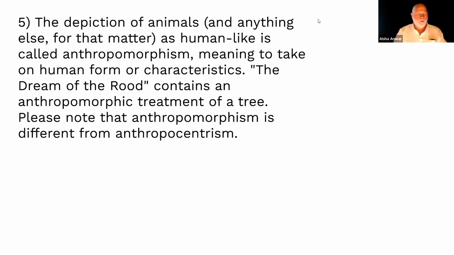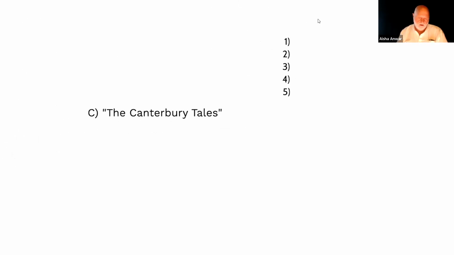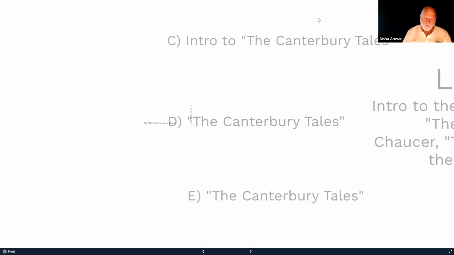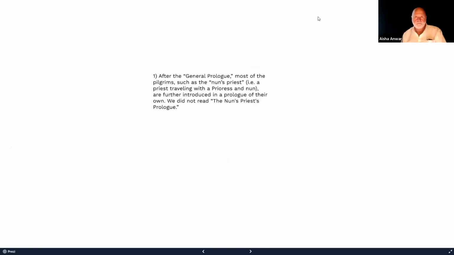So what we're going to see here is more of that. And animals are even better than trees because they have those features, right? They have mouths, they could talk, they have ears, they have all sorts of things, which Chaucer likes to talk about. Okay, more on the Canterbury Tales.